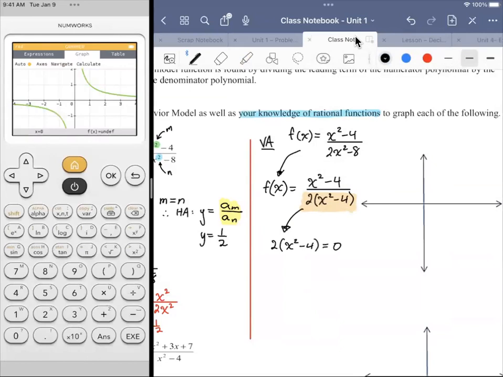Cancel out the 2, because if you divide both sides by 2, it goes away anyway. You get x squared minus 4 equals 0. Solve, you get x squared equals 4. Take the square root of both sides because it's a binomial quadratic. X equals plus or minus 2. And you might say, oh, well, this is like that other problem. We have a vertical asymptote at 2 and negative 2.